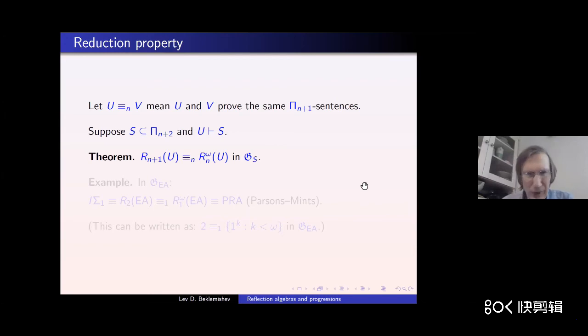And then it turns out that the following result holds under certain conditions that are not so important for us: whenever U is a theory, one has that n plus 1 reflection for U is n equivalent to n reflection for U iterated omega times. This result is called the reduction theorem because it reduces a more complicated formula, R n plus 1 of U, which is a pi n plus 2 formula, to iterations of simpler formulas which are only pi n plus 1.